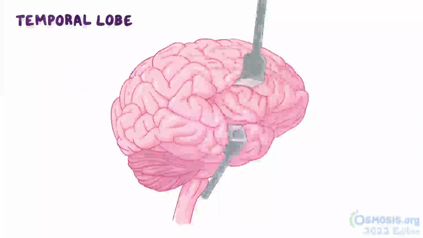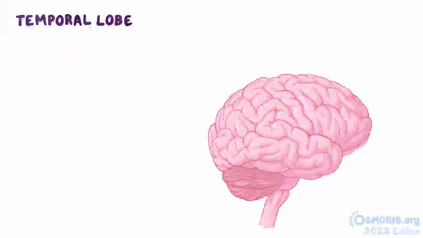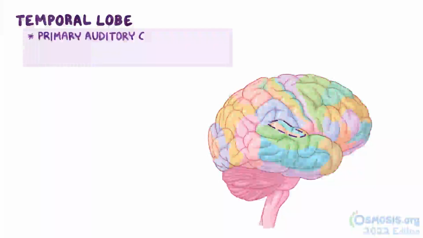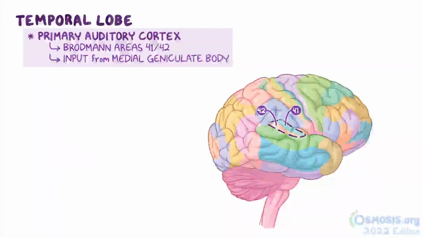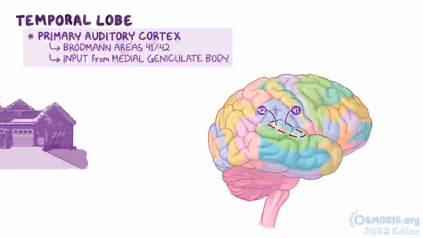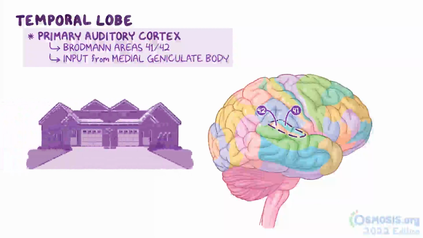Now let's look at the functional regions of the temporal lobe. Located in the transverse temporal gyri of Heschl is the primary auditory cortex, Brodmann's area 41 and 42, which receives auditory input from the medial geniculate body of the thalamus and interprets auditory information, or sound, such as when the next-door neighbors are being way too loud.